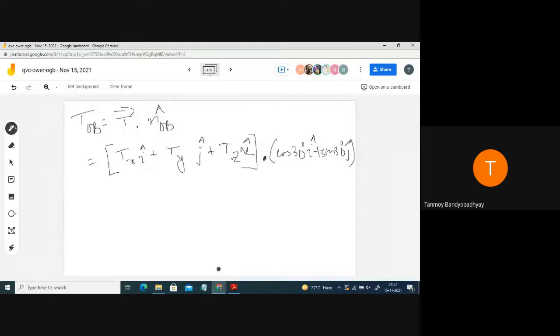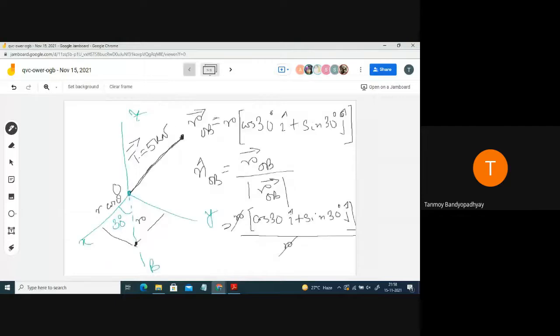So whenever I do this dot product, what should I have? Tx cos, what will it be, tell me? 30 plus Ty sin 30. Very good. Plus Tz, and there is no z in this one, so that will not be there. So this is Tx cos 30 plus Ty sin 30. So just put all the values. So you know Tx, you know Ty. So we have calculated Tx, we have calculated Ty, so you put the values.